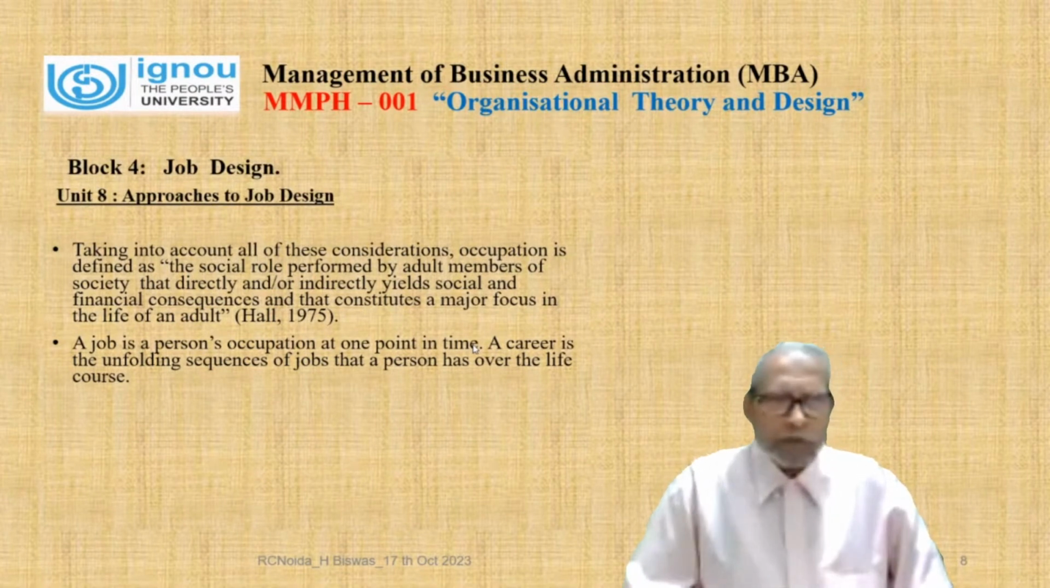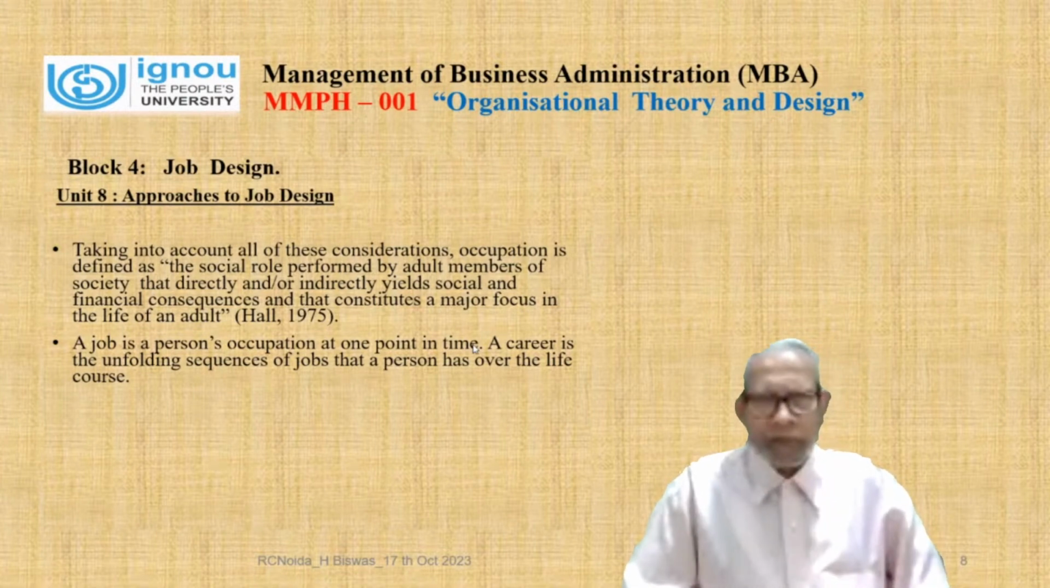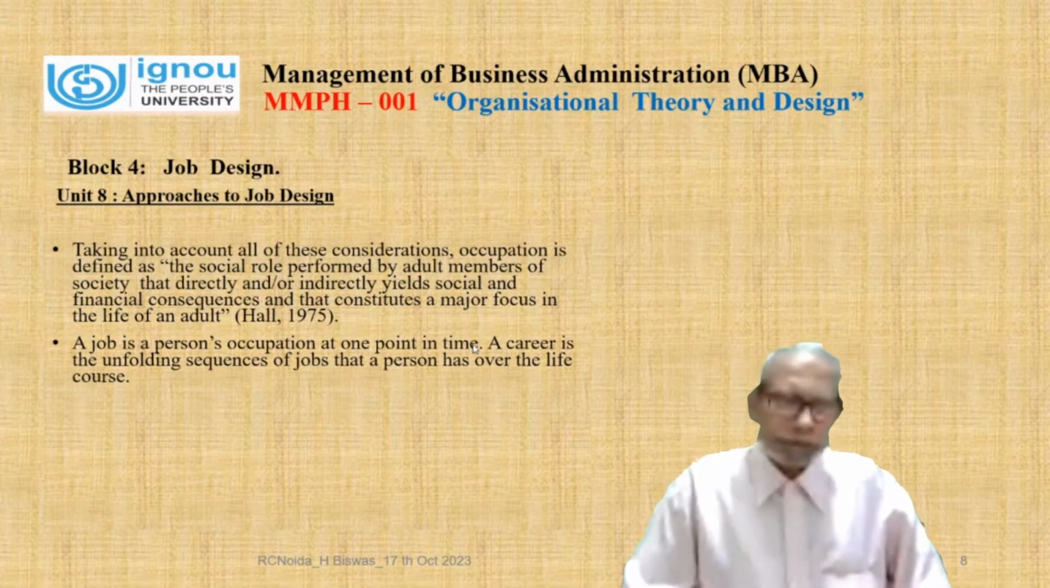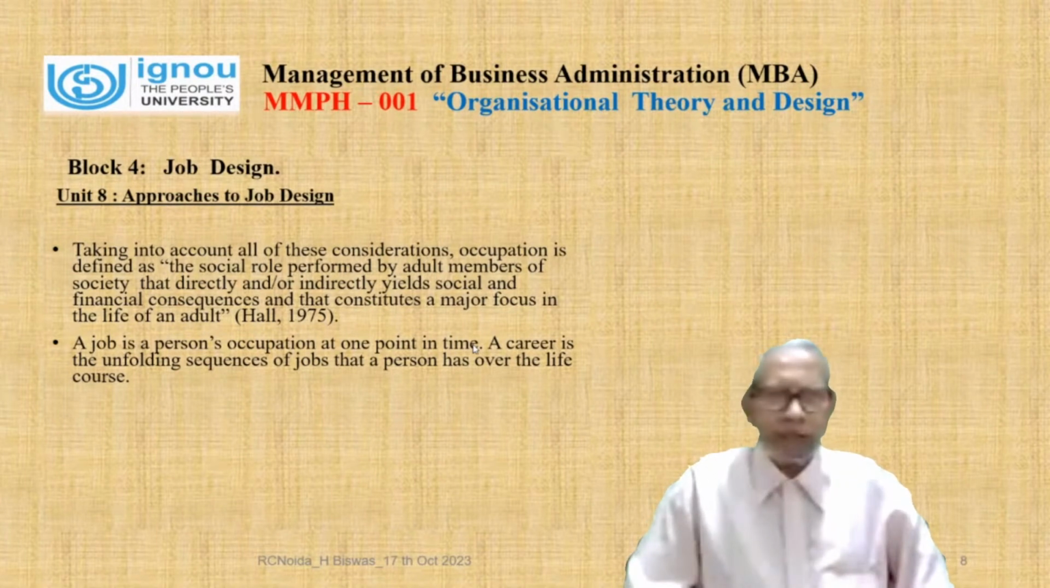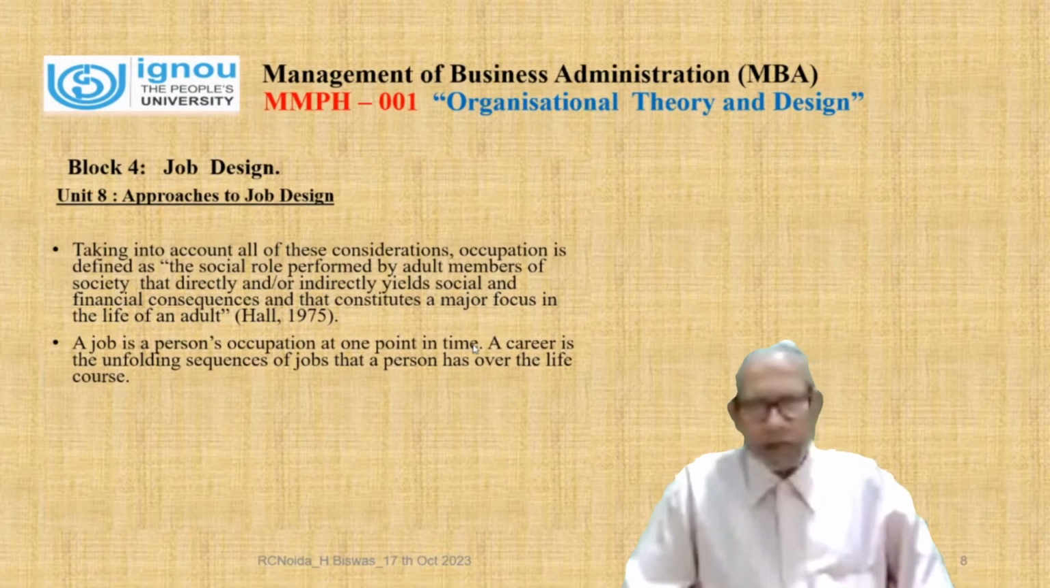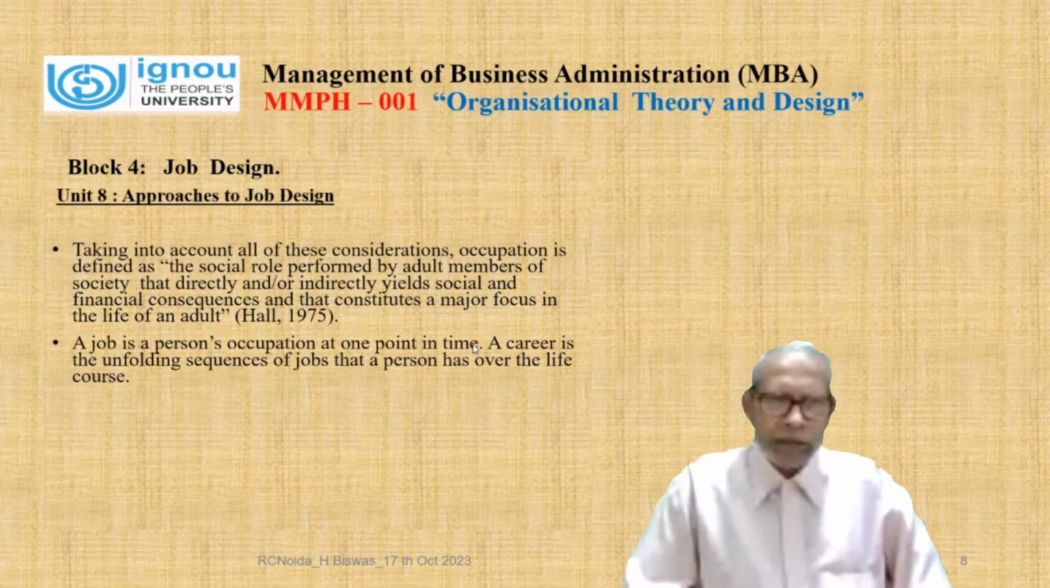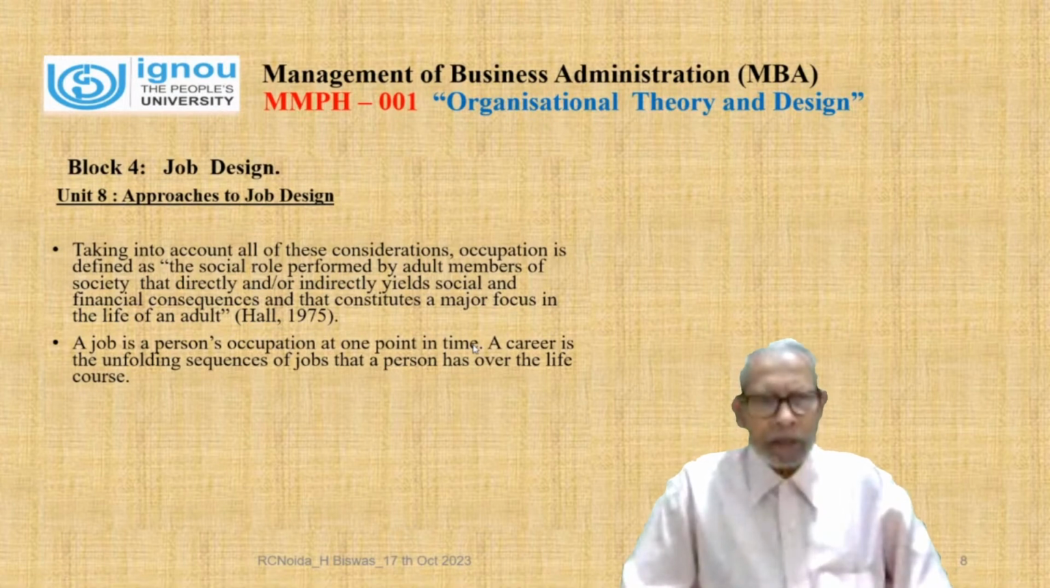First we see occupation. Basically it is defined as the social role performed by the adult members of society that directly and indirectly yields social and financial consequences, and that constitutes a major focus in the life of the adult. That is written by Hall, 1975. Now a job is a person's occupation at one point in time. A career is the unfolding sequence of jobs that a person has over the life course.